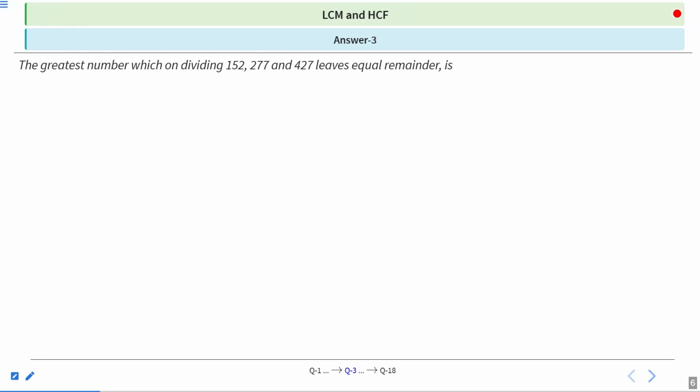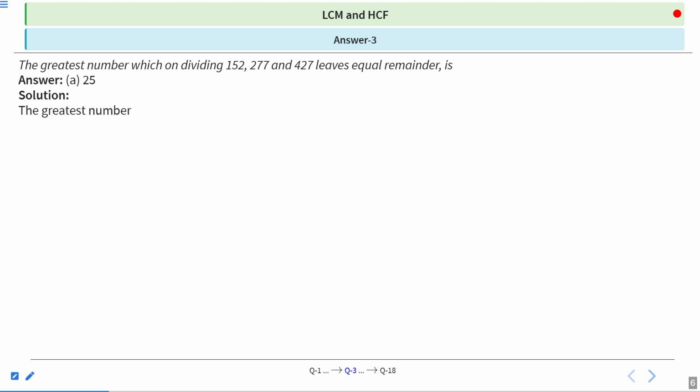So we have to find the greatest number which on dividing 152, 277 and 427 is leaving equal remainders. The answer is option A 25. Now let's have a look at the solution.